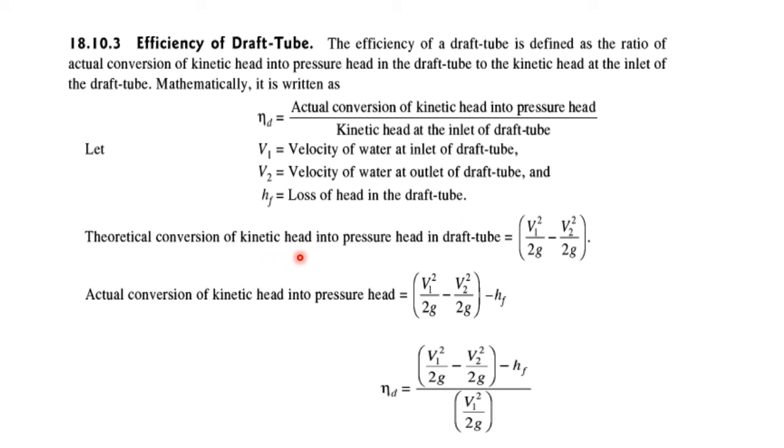So the theoretical conversion of kinetic head into pressure head in the draft tube is V1 square upon 2g minus V2 square upon 2g. But the actual conversion of kinetic head into pressure head is V1 square upon 2g minus V2 square upon 2g minus HF. So the hydraulic efficiency of the draft tube is given by this relation.